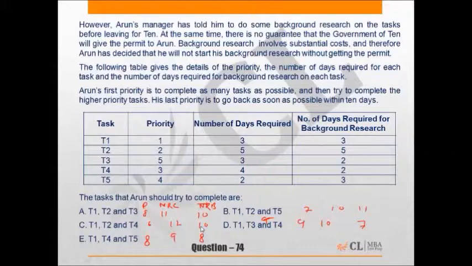After having a look at these figures, it becomes clear that he should try to finish the tasks given in option E, as for completing these three tasks he requires the minimum number of days, that is 9, and the priority is also quite good in this case compared to other options. Option C is not possible as the number of days required to complete the task is more than 10, even though it has a better priority order. So E is the correct answer for this question.